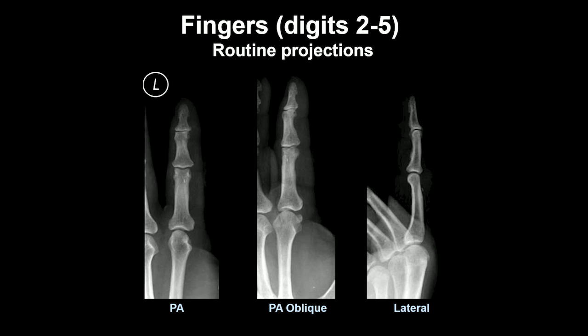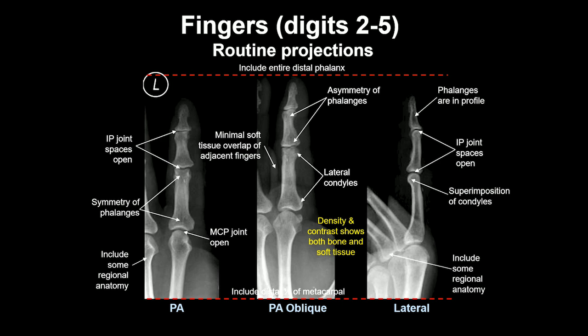I'm quickly going to take you through some of the projections that you need to know. We're going to start with the digits, and here we have an AP view, a PA view, and in the middle a PA oblique and a lateral.